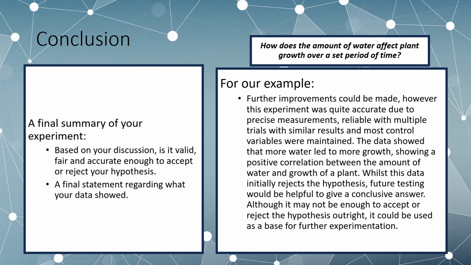Further improvements could be made, however this experiment was quite accurate due to precise measurements, reliable with multiple trials with similar results, and most control variables were maintained. The data showed that more water led to more growth, showing a positive correlation between the amount of water and growth of a plant. While this data initially rejects the hypothesis, further testing would be helpful to give a conclusive answer. Although it may not be enough to accept or reject the hypothesis outright, it could be used as a base for further experimentation.